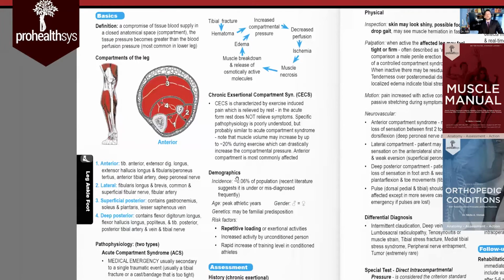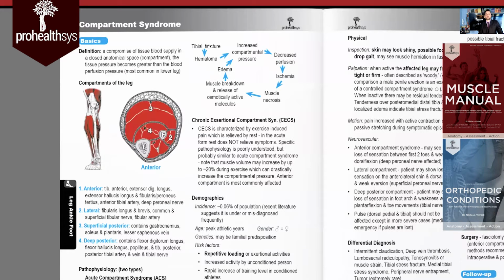If we look at the process, one of the risk factors for it does include fractures, but it can also be secondary to a cast that's too tight. All kinds of other things can lead to it. And it may be even genetic predisposition potentially. But if we're looking at this, the process is simple. You get edema, increased compartment pressure. This is decreased perfusion or venous drainage. It leads to ischemia, eventually can lead to muscle necrosis.